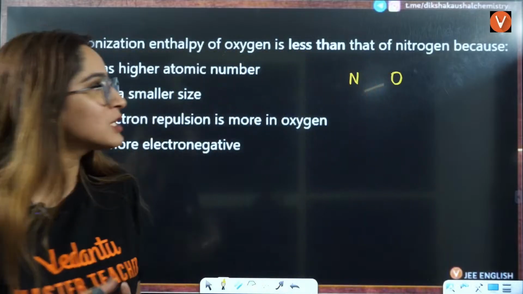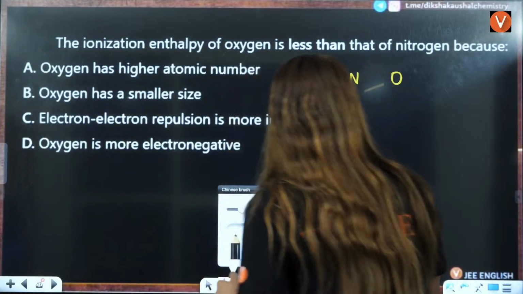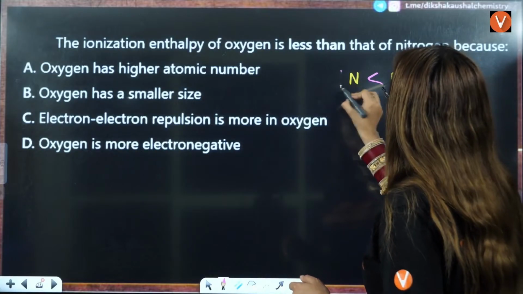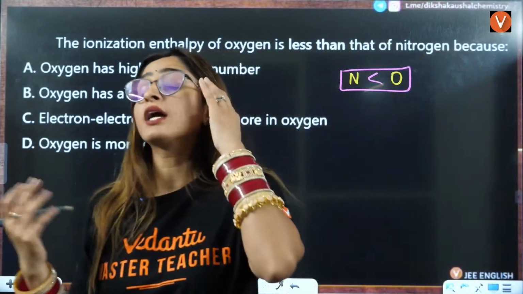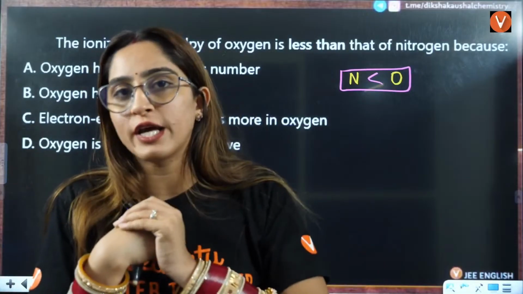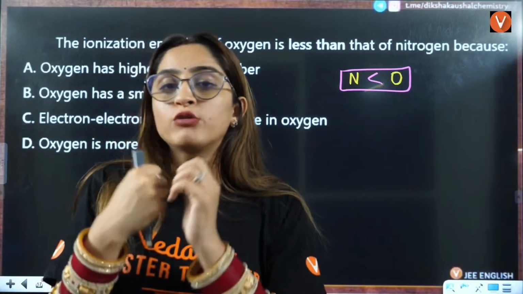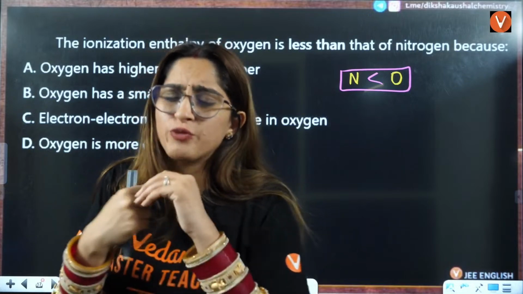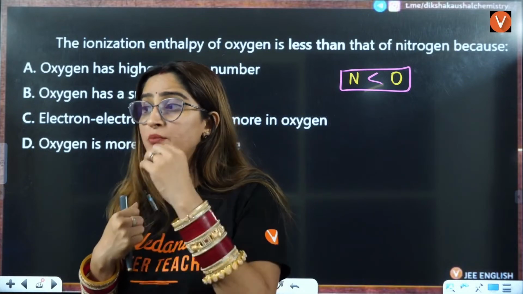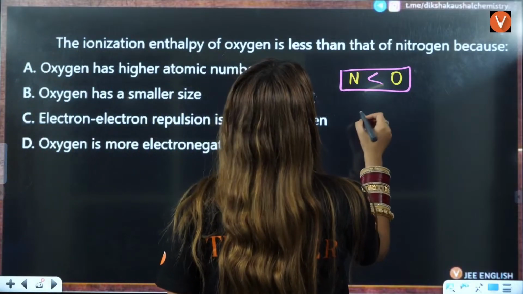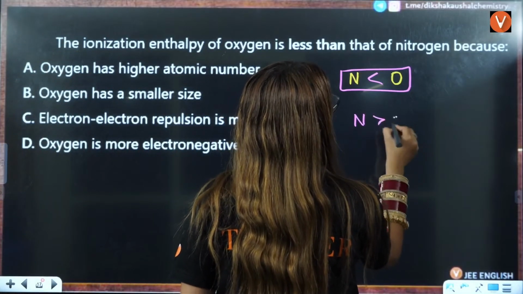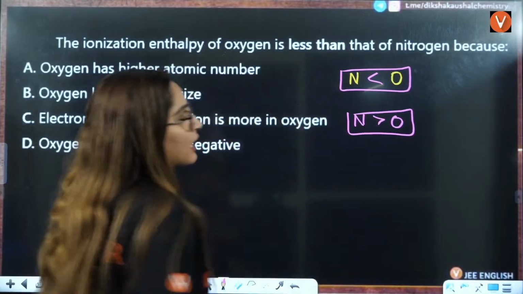Ma'am, this is opposite, ma'am. Because oxygen is more electronegative. So oxygen in reality, if you think about this, is more electronegative, so oxygen should hold the electron. It should be like, I don't want to give my electron because I'm more clever. But in reality, what happens? Nitrogen has more ionization enthalpy.